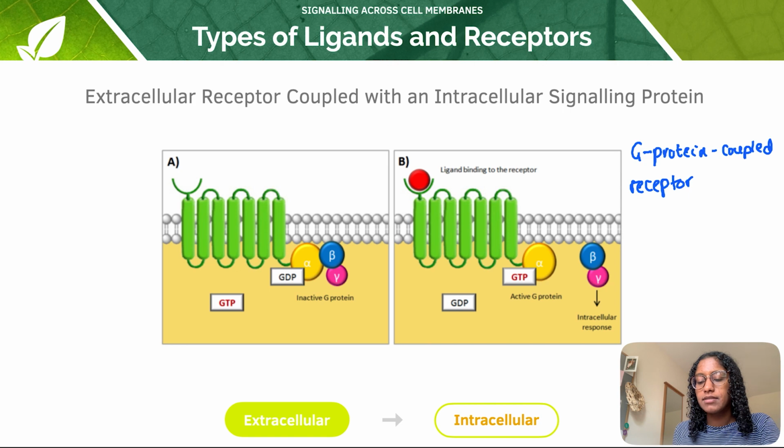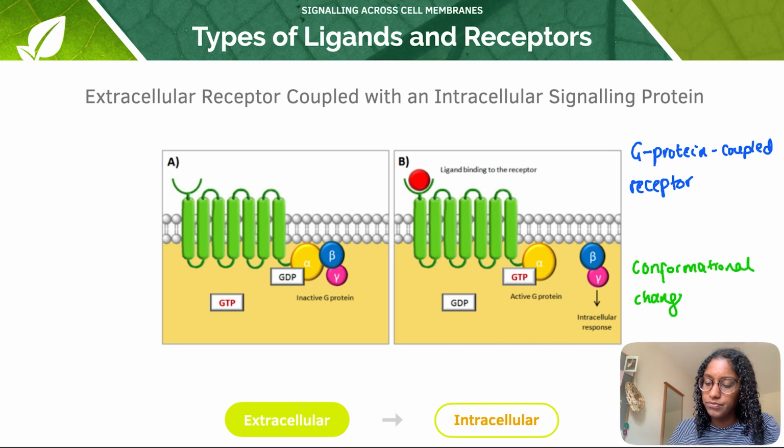Now, when our ligand binds our receptor on the outside of the cell, we get a conformational change in our receptor, which just means that it changes its structure slightly. Now, what happens when it changes its structure is the G protein that it's coupled to. So you can see in this state, when the ligand is not bound, it's inactive. But when the ligand is bound, it's active. And that's because it swapped the GDP that it was bound to for the GTP.